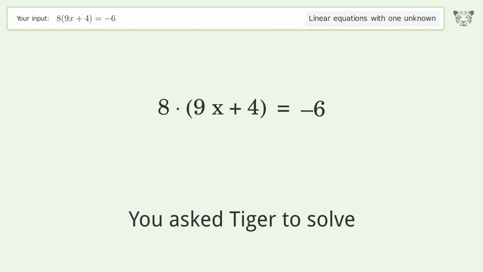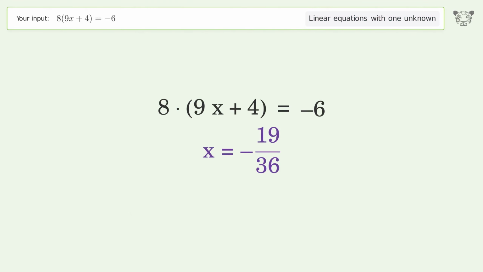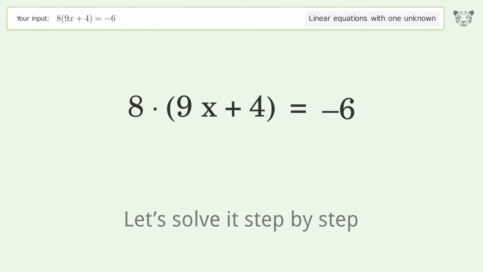You ask Tiger to solve. This deals with linear equations with one unknown. The final result is x equals negative 19 over 36. Let's solve it step by step.